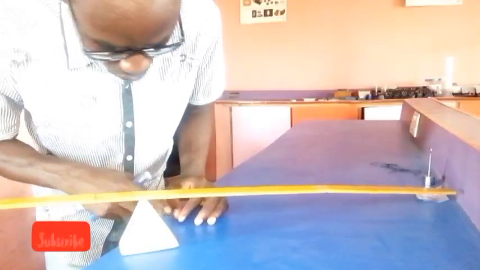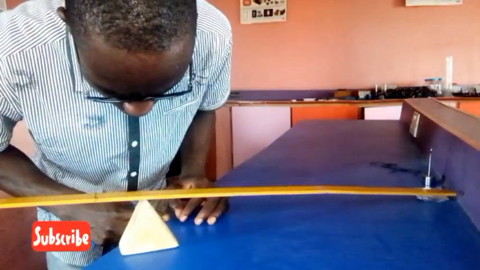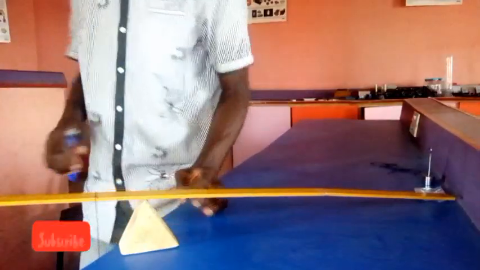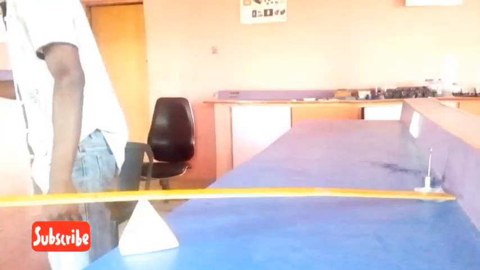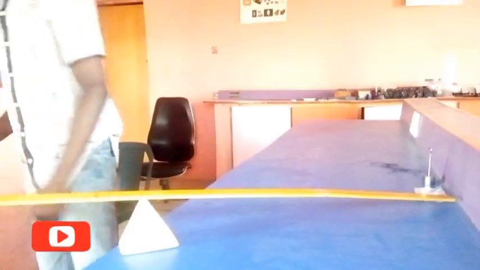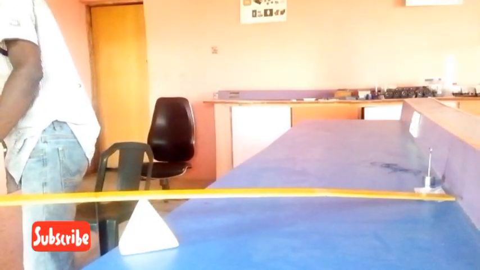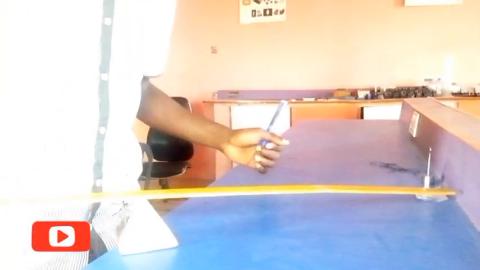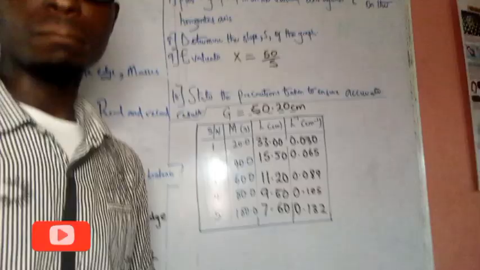So when the 100 gram mass was used, we have 63.1 to 50. Then the knife edge point, we have 56.5. So 63.1 minus 56.5 gives 7.60. So for 100 gram, we have 7.60.